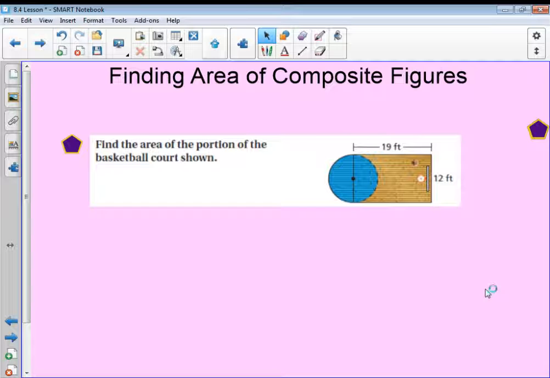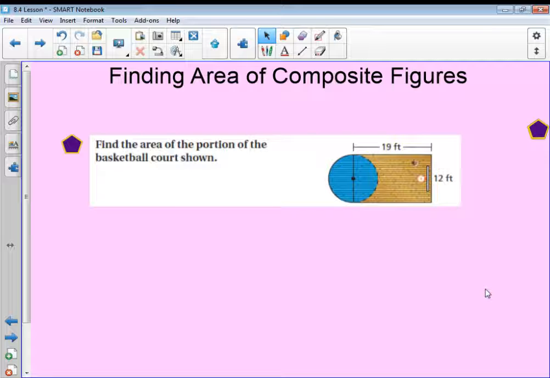Okay, in this video, we're going to be working with finding the area of composite figures without grid paper. So once again, we're going to break our figures into shapes that we know and find the area of each of those shapes, and then we're going to add them together. So it's all in how you decide you want to look at it.